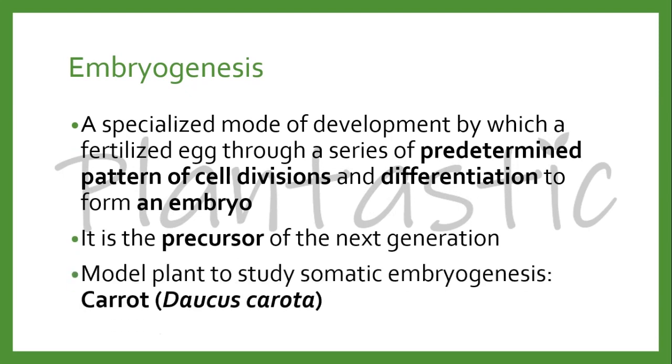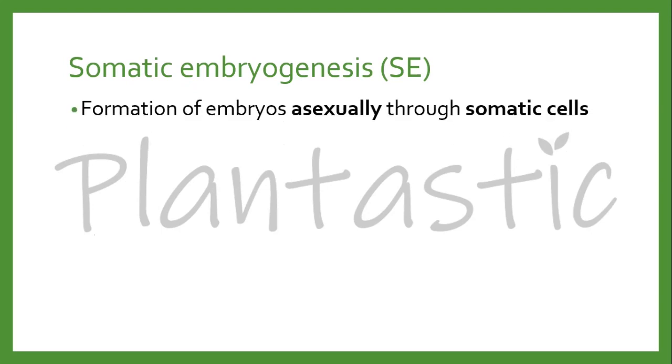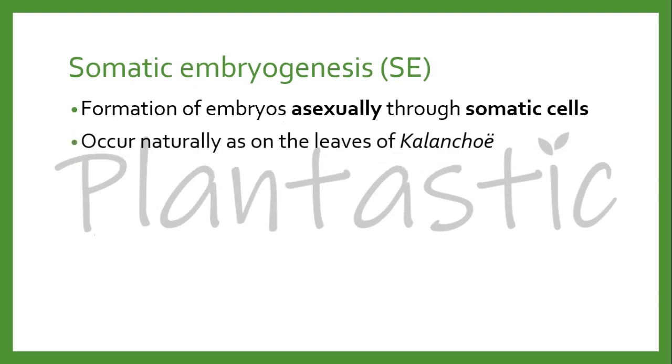The model plant to study somatic embryogenesis is the carrot, which is scientifically known as Daucus carota. Somatic embryogenesis, known as SE, is the formation of embryos essentially through somatic cells. It occurs naturally on the leaves of Kalanchoe.